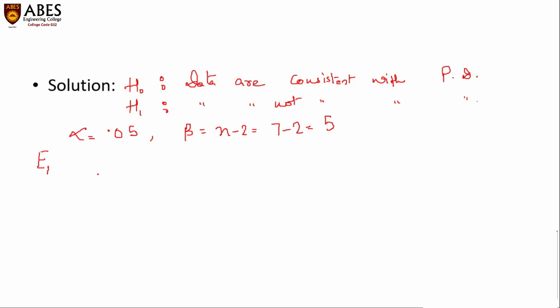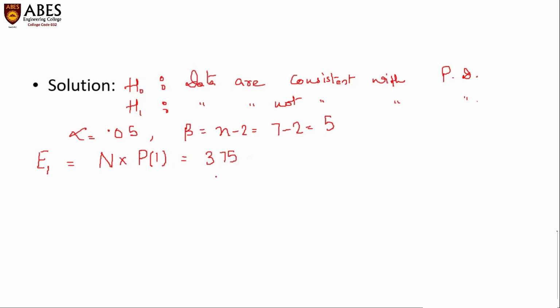E1, E2, E3, E4, E5, E6, E7, right? So E1 is the expected number of pages having zero printing mistake. So how are we going to find it out? Look carefully. N into P1. How many pages are there under study? 375, not 1200, right? Into P1.